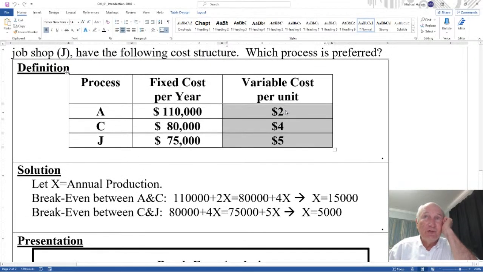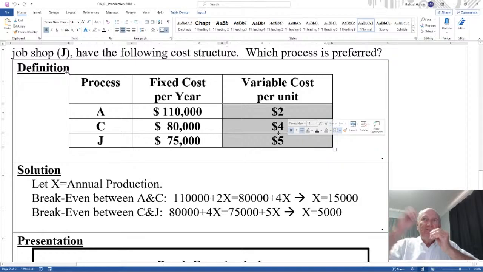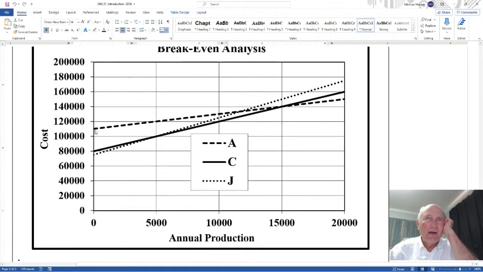And then when I start producing, I'm going to add $2 per unit to A, $4 per unit to C, $5 per unit for J, and so these are the slope, that's the slope of the line. I'm adding 2, 4, and 5. Okay, so for A here, here's my $2, that's the slope of that line. Here's the $4, that's the slope of that line. Here's the $5. You can see where they cross. They cross right here at 5,000.